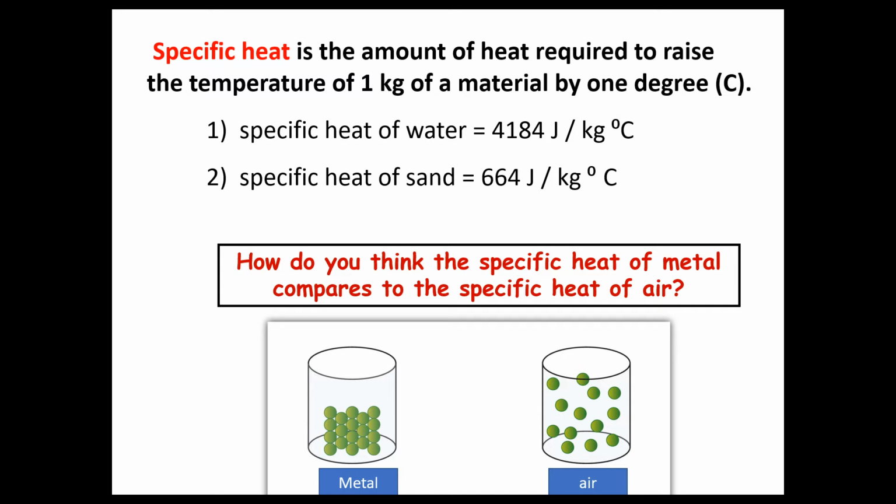One of the things I want you to notice about this illustration is the metal contains particles that are tightly packed, whereas the air is going to contain molecules that are more spread out. If we're talking about specific heat, the specific heat of a metal is going to be a lot lower than the specific heat of air. The reason for this is because it's not going to require a whole lot of heat energy to increase the temperature of a metal. Metals tend to increase their temperature and decrease their temperature very quickly, very easily. So the specific heat for metals is much lower than that of liquids or even gases such as air.